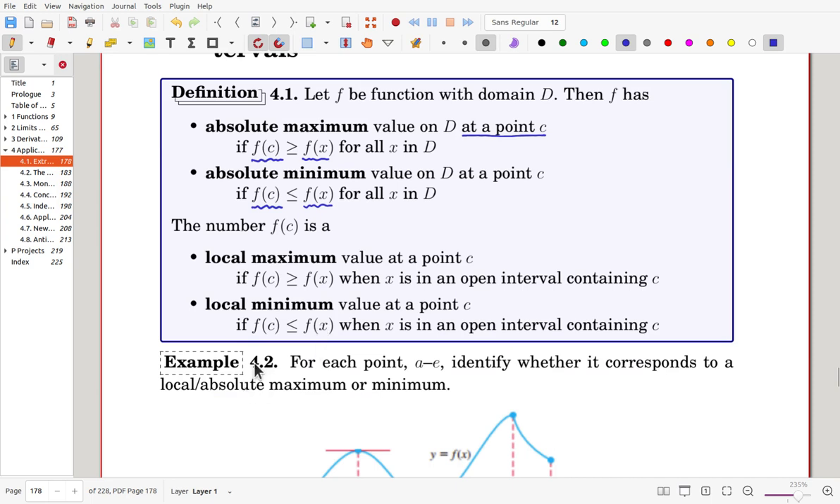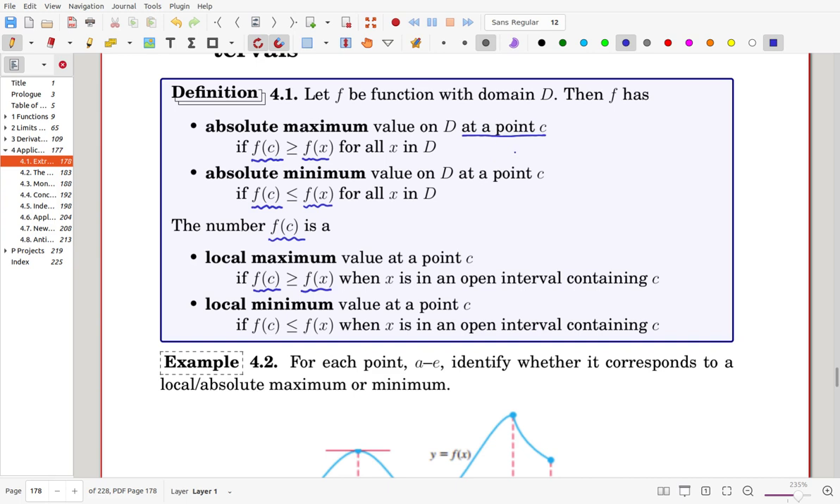Now f of c is a local maximum, which means that it is locally largest, so that in a small local open interval containing c, f of c is larger than every other value locally, then it's called local maximum. The other way, f of c is smaller than or equal to other values locally, then we say that is a local minimum.